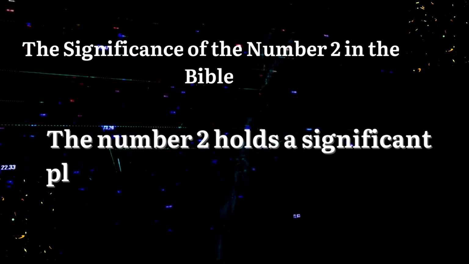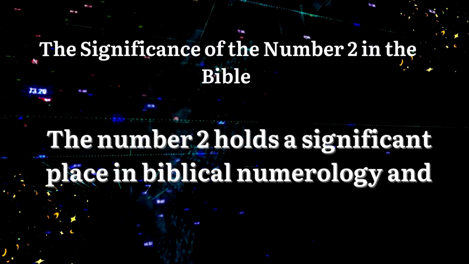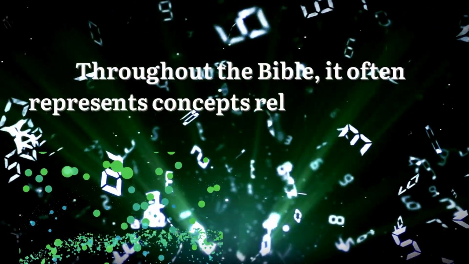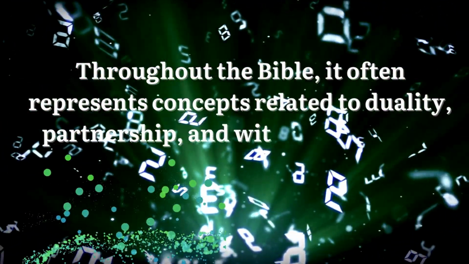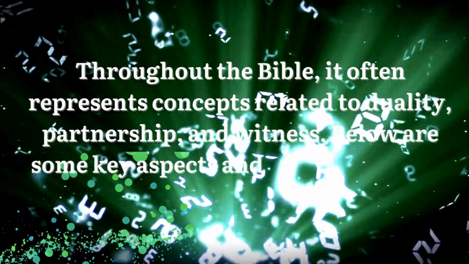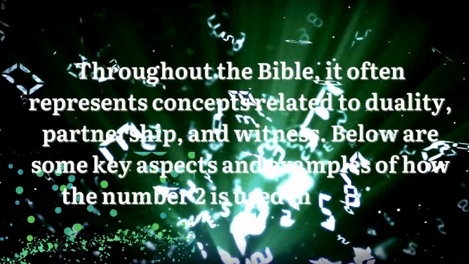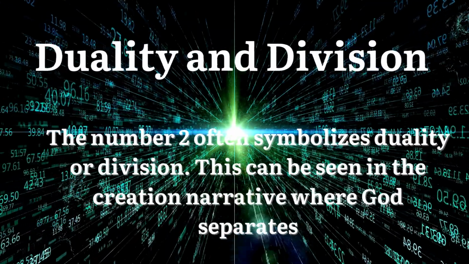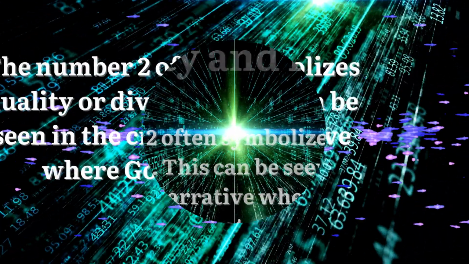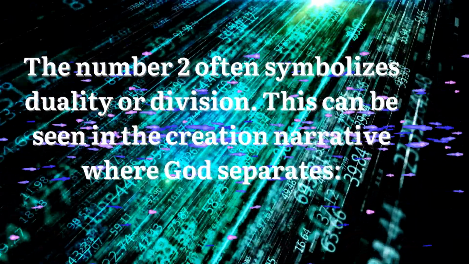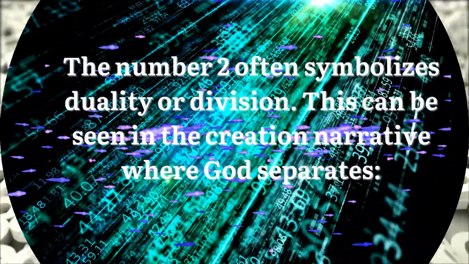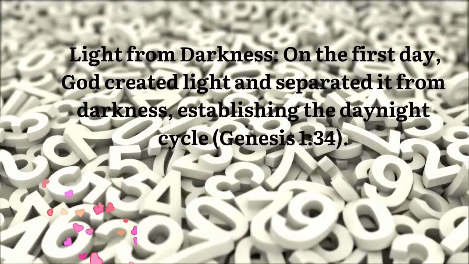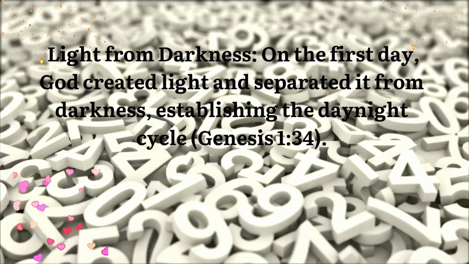The significance of the number 2 in the Bible: the number 2 holds a significant place in biblical numerology and symbolism. Throughout the Bible, it often represents concepts related to duality, partnership, and witness. Below are some key aspects and examples of how the number 2 is used in the Bible. Duality and division: the number 2 often symbolizes duality or division. This can be seen in the creation narrative where God separates light from darkness. On the first day, God created light and separated it from darkness, establishing the day-night cycle.